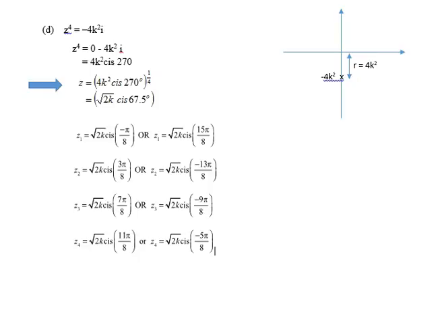Z will be the fourth root of 4k squared cis 270. The fourth root of 4k squared is like taking the square root twice. The first time you take the square root you get 2k, and the second square root, to give the power of a quarter, becomes square root 2k. And 270 divided by 4 is 67.5. You can use degrees or radians, it's irrelevant here, they're all going to be equivalent and all the same.